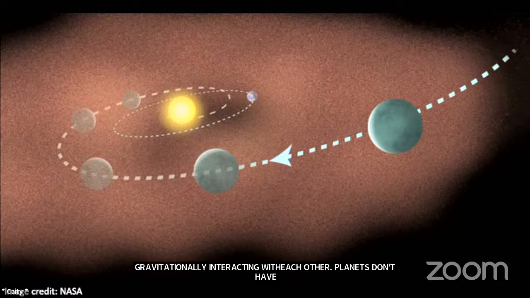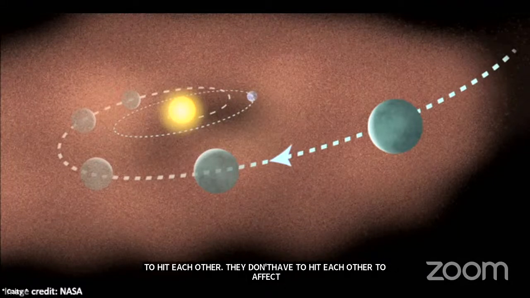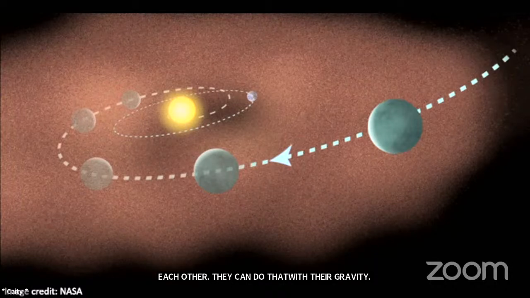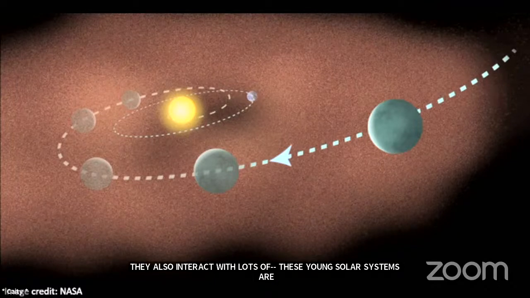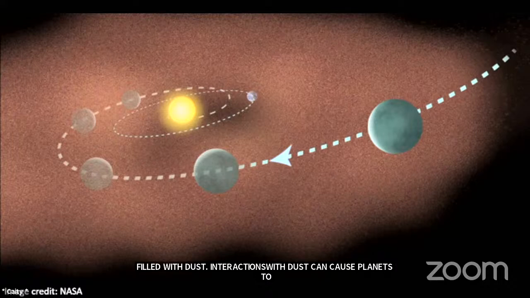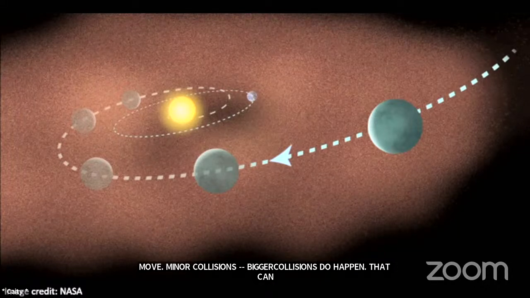They can do that just with their gravity. And they also interact with lots of dust, since these young solar systems are filled with it. Those interactions with all that dust can actually cause planets to move in and out. So minor collisions, bigger collisions do happen, that can have an effect. And also, they can actually affect each other by being in orbital resonance with each other.